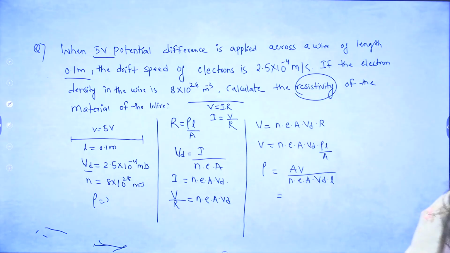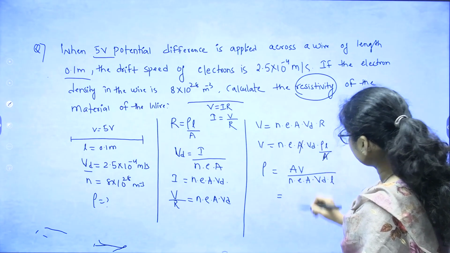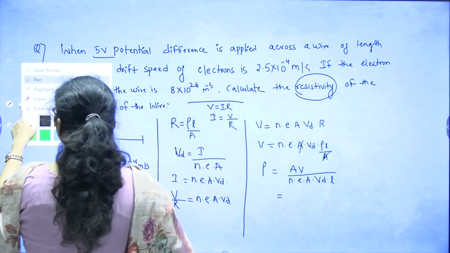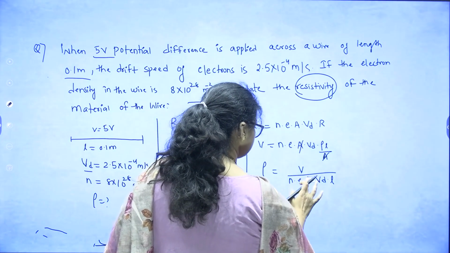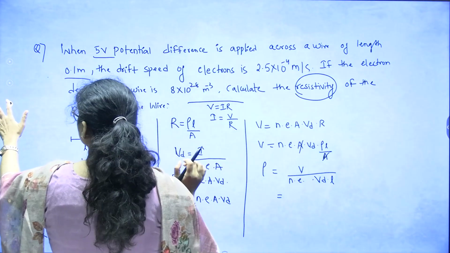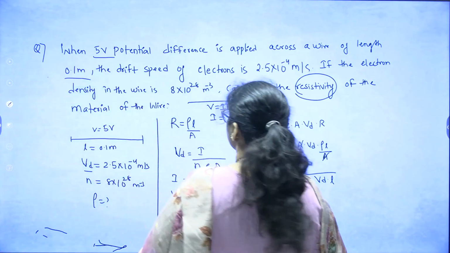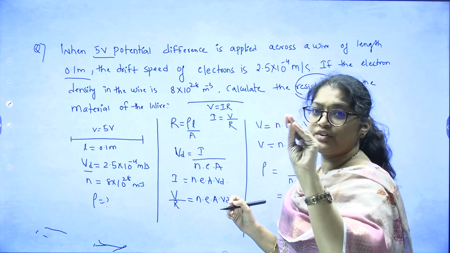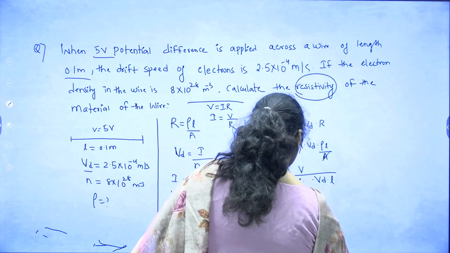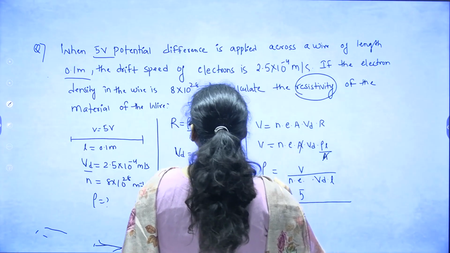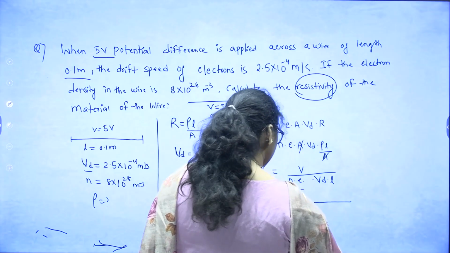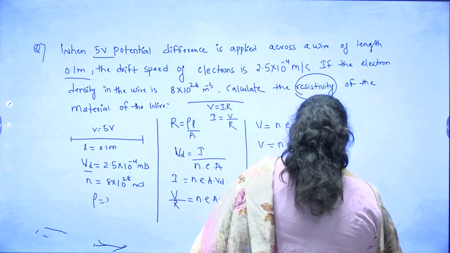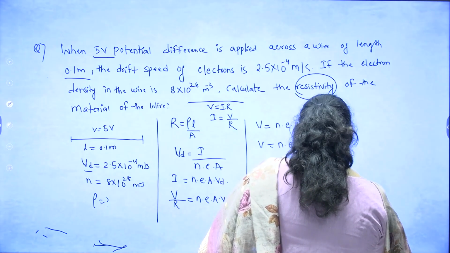Yes or not? Sorry, here A and A will get cancelled. Yes or not? A and A will get cancelled. So no need to write A here. Now we'll substitute the values. What is the V value? Potential difference is 5 volts. So 5 by number of electrons are 8 into 10 power 28. Clear? Next, charge of electrons is 1.6 into 10 power minus 19.